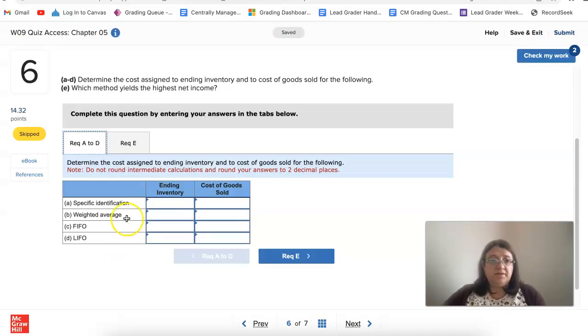So we can come over here and enter that here. So that's 2839, and I believe they want you to put the decimals in. Cost of goods sold, 17,898.00 for our cost of goods sold. Okay, next we're going to do the weighted average.